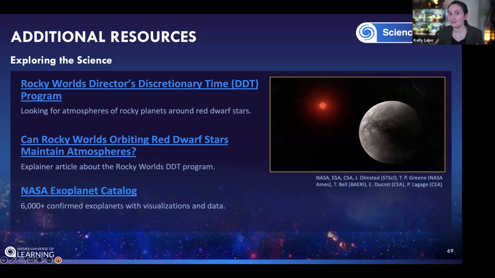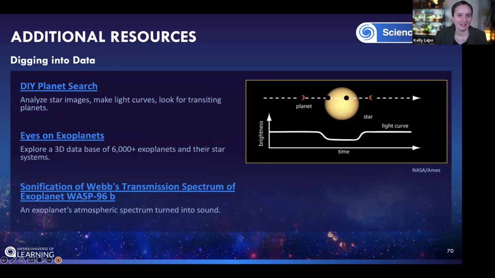But if you want something to discuss with more of a general audience, we also wrote an explainer for nasa.gov called Can Rocky Worlds Orbiting Red Dwarf Stars Maintain Atmospheres? And there's lots of really great graphics there that you can steal and use in your own things. Everything that NASA puts out is in the public domain, so you can use it however you want with any audiences. You can print it on a t-shirt, get it tattooed on your forehead, whatever you want. Okay, next slide.